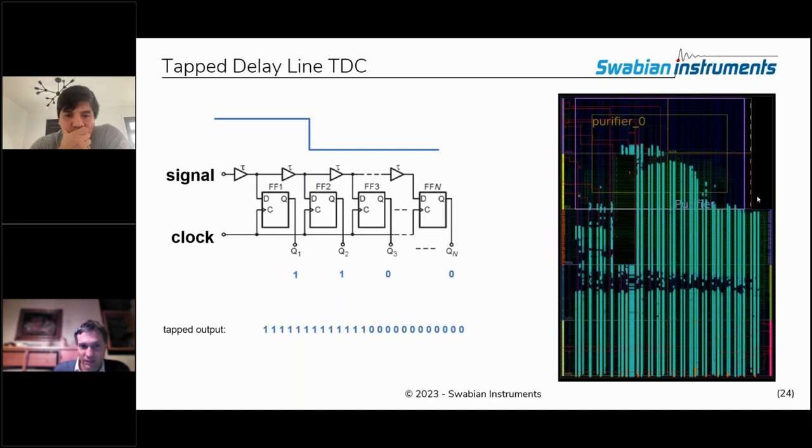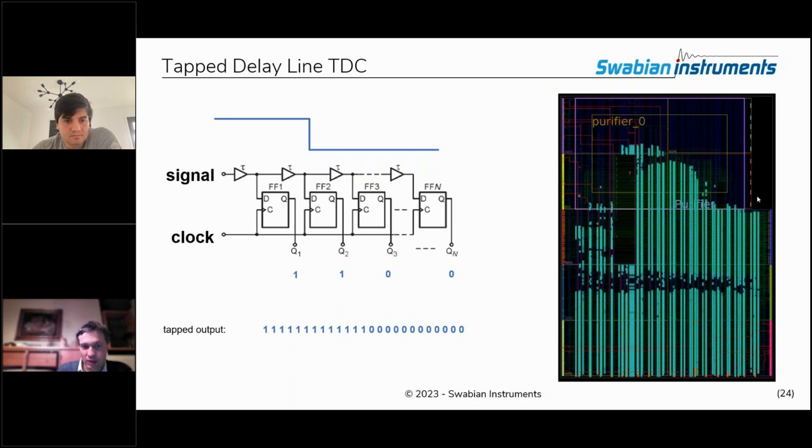So think about a chain of amplifiers or a chain of delay elements. Typically, these are just inverters, inverting amplifiers, or let's say for simplicity, non-inverting amplifiers. And next to them is a series of flip-flops. And the signal that you would like to measure, you inject into this inverter chain or amplifier chain, and then you latch the flip-flops on a common clock that is provided to them with a very well-balanced clock tree.